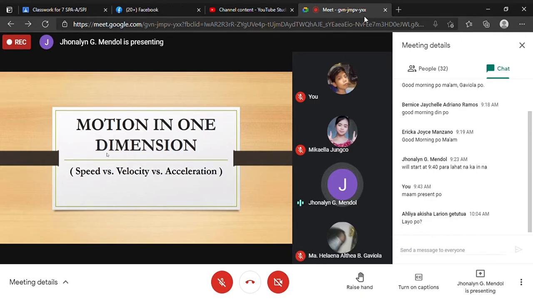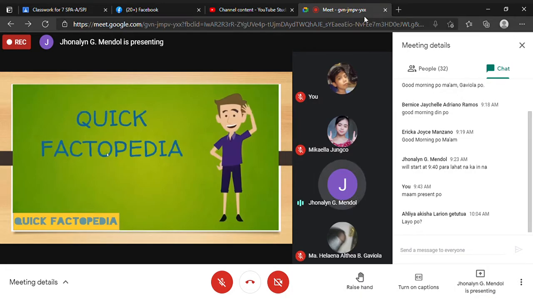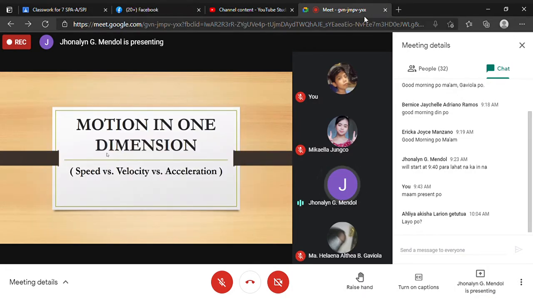Don't be confused with distance and displacement. In short, in summary, distance, no direction; displacement, with direction. And when we say direction, we have the four cardinal directions: north, east, west, and south. Okay, those are the primary directions. Is it clear?